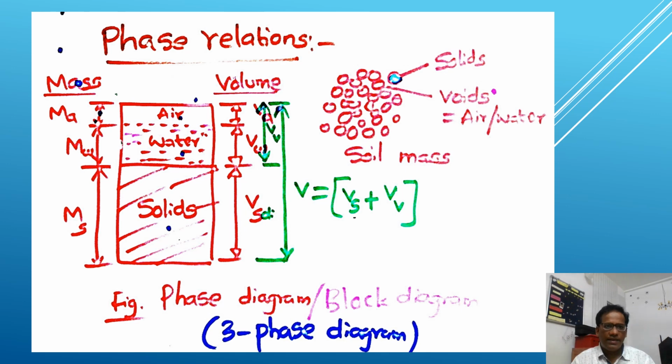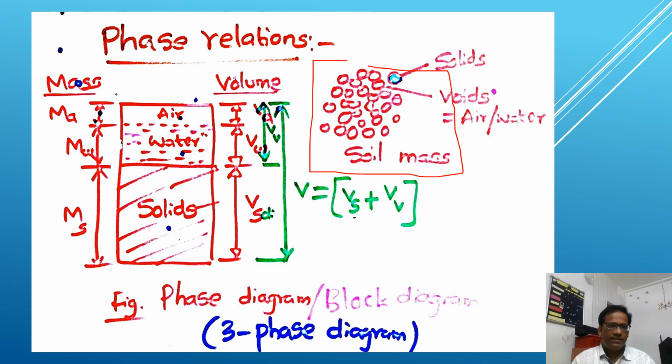See this diagram. This diagram we used to call a phase diagram. In this diagram, we can see solids, the bottommost portion of this picture, followed by water and air. So we can see three phases. What we see in reality. So this is in reality. This is an imaginary diagram, where we can see the three components: solids, water, and air. So this is the three-phase diagram.